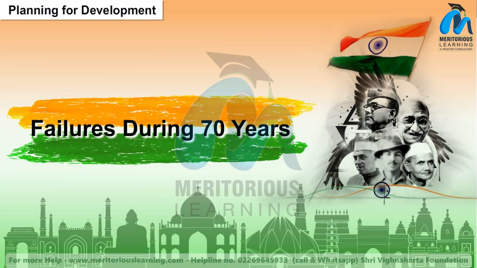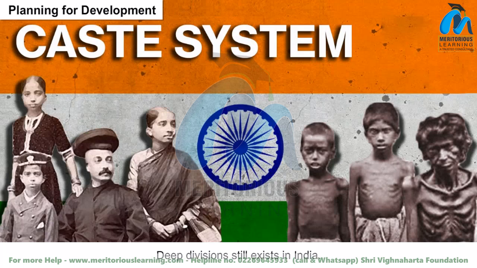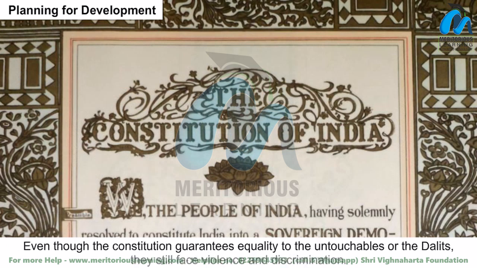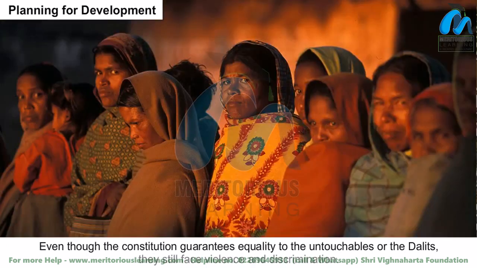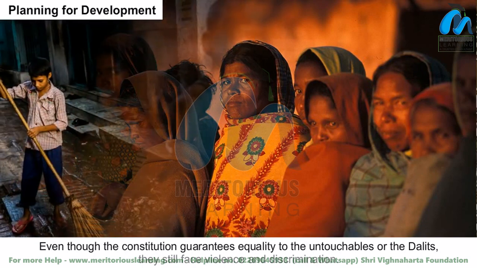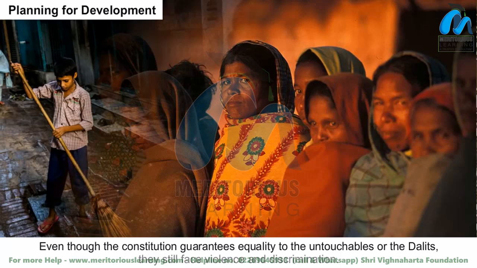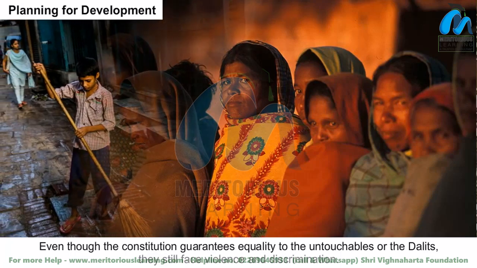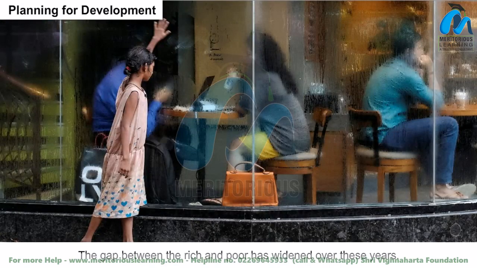Failures during 70 years of India are: deep divisions still exist in India. Even though the Constitution guarantees equality to the untouchables or the Dalits, they still face violence and discrimination. The gap between the rich and poor has widened over these years.